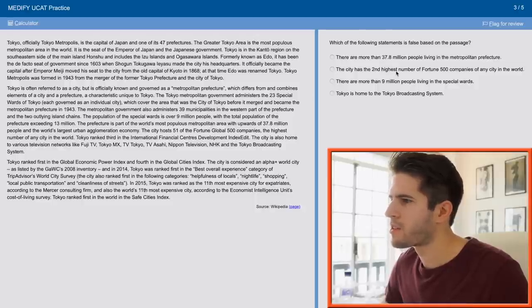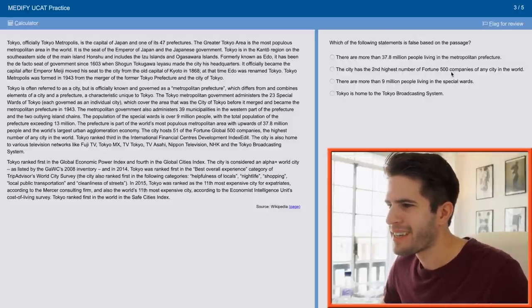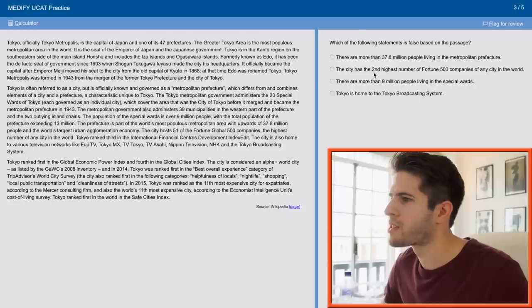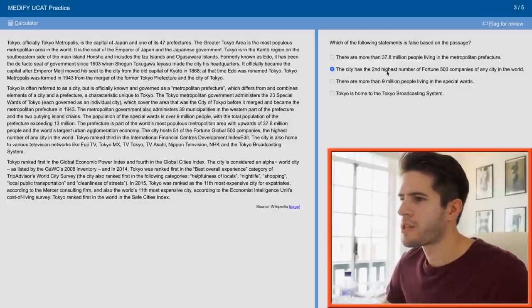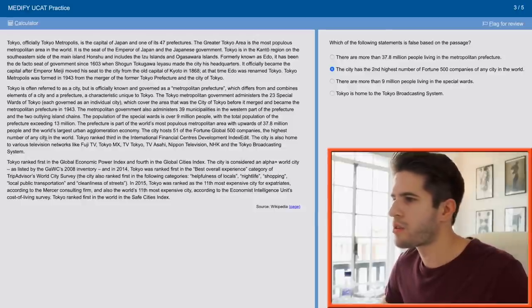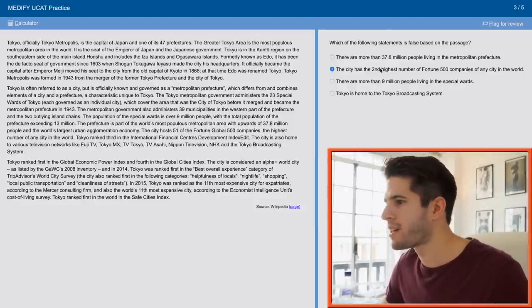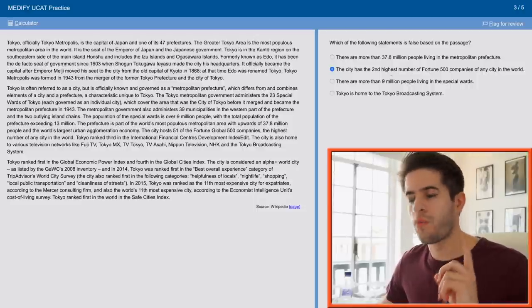The city has the second highest number of Fortune 500 companies in any city in the world. Okay, let's find Fortune 500 really quick. I don't see Fortune 500 anywhere. Here. City hosts 51 of the Fortune 500 companies, the highest number of any city in the world. City has the second highest number, so that's false. So it says the city hosts 51 Fortune 500 companies, which is the highest number of any city in the world. Here it says that the city has the second highest number of Fortune 500 companies, so that one statement is false.